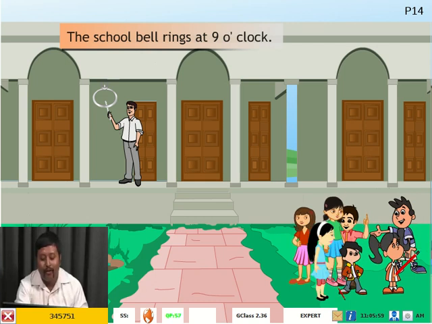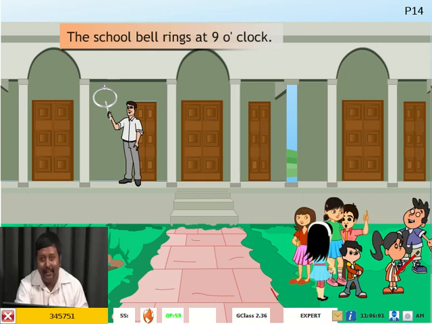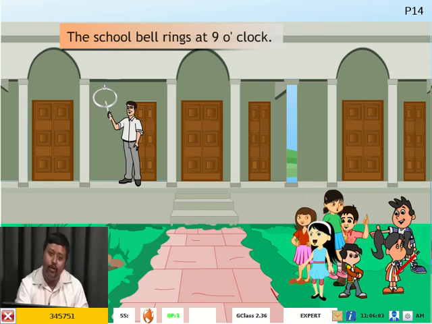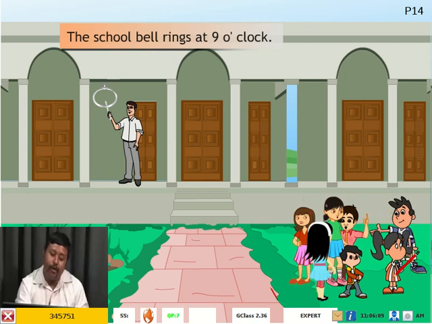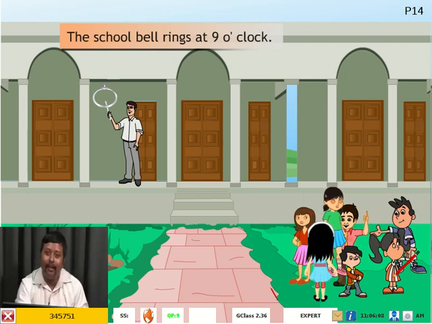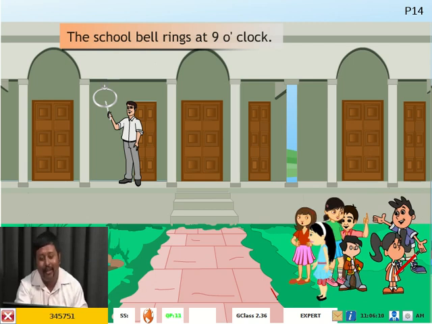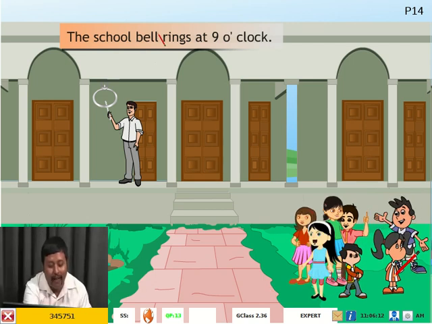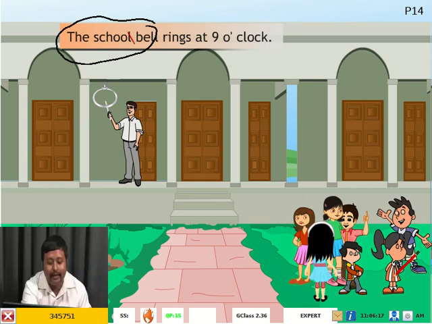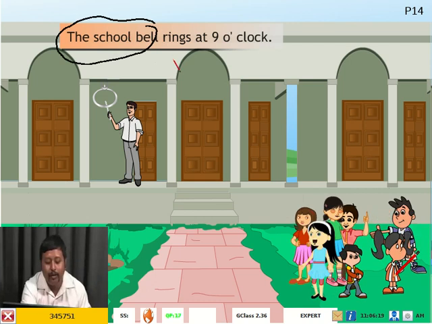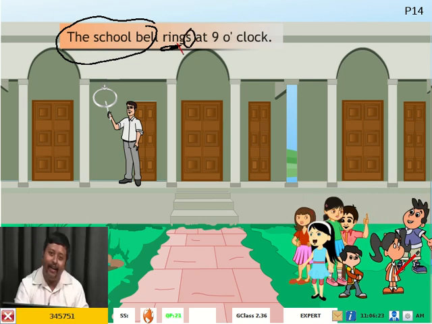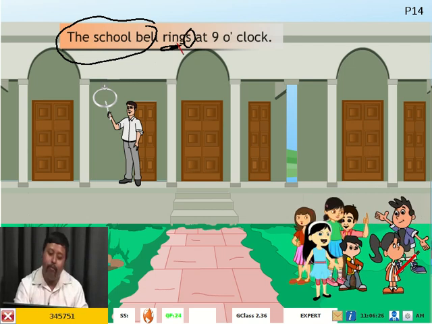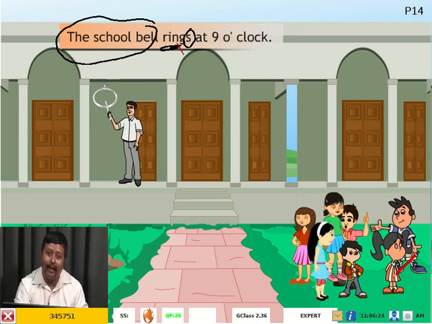So day to day activity means again it is present tense. Whatever daily work we have, we always express in present tense. The next important word is school bell. When we talk about school bell, that is singular. So ring is my verb. And what have we added after the verb? We have added an s. So the school bell rings at 9 o'clock.